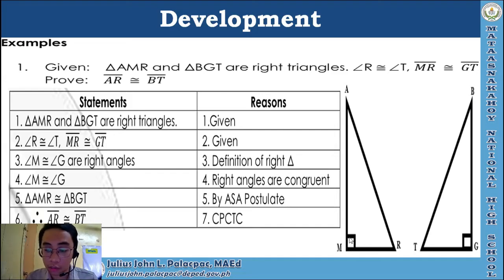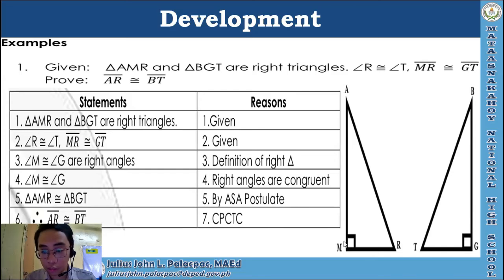So dito, makikita nyo, angle M is congruent to angle G. And then we have also line segment MR is congruent to line segment GT. So lahat yun, isusulat nyo sa given. So, sa statements natin, susulat nyo muna yung first sentence. Ayan. And then, given. And then, sa sunod na number, yung sunod na given.